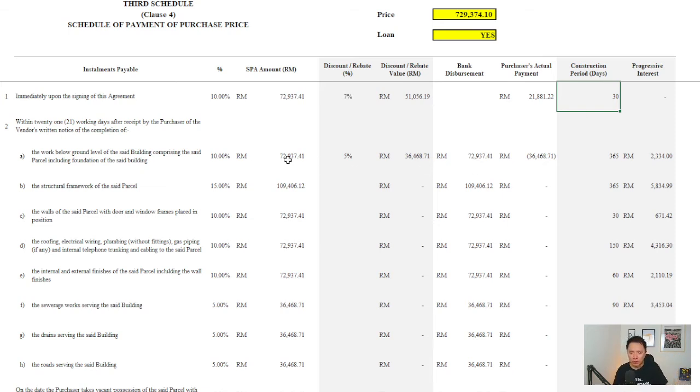Assuming the developers completed 2A, the bank releases 72k, and it takes 1 year to do the earthwork, the piling, everything. So your progressive interest during that time per year is 2,300. Let me calculate this, a quick calculation. That gives us around 200 ringgit per month during this time.